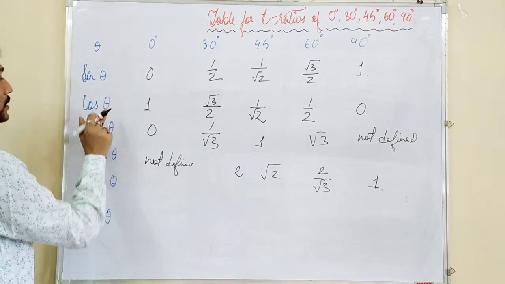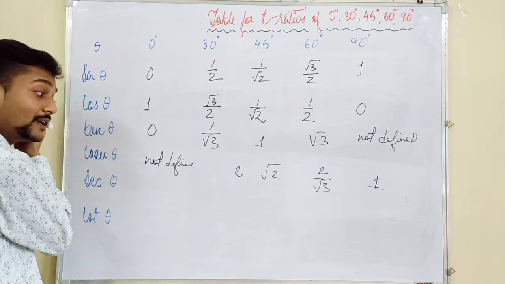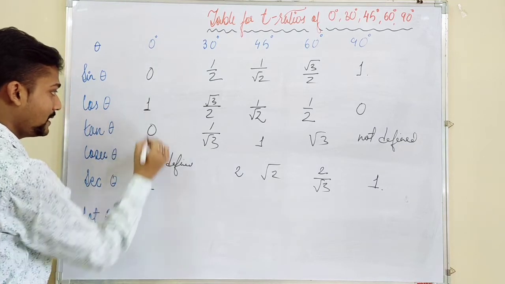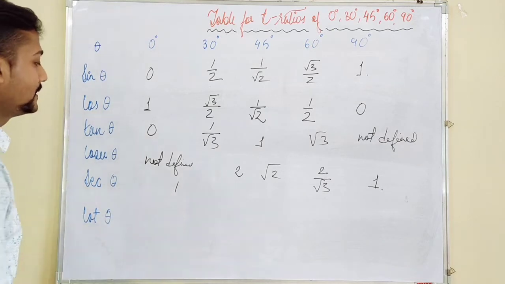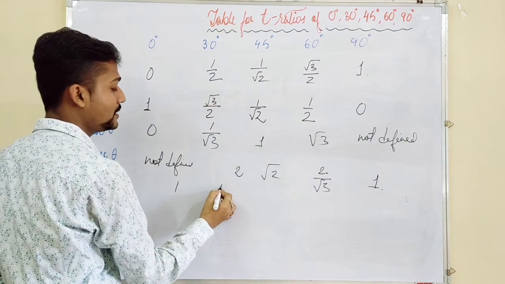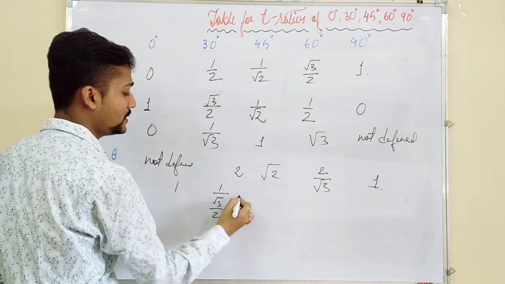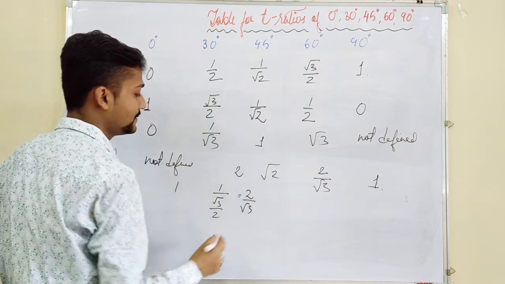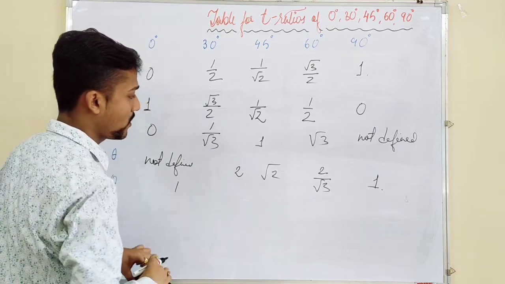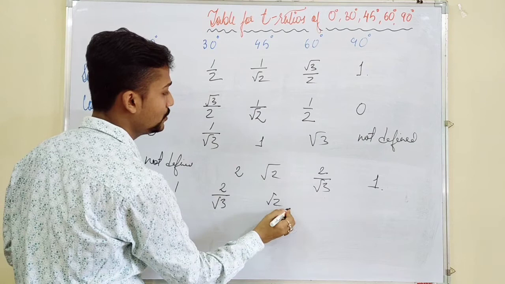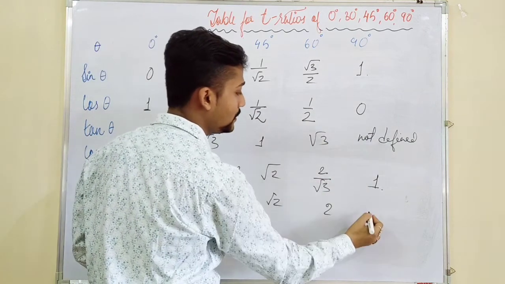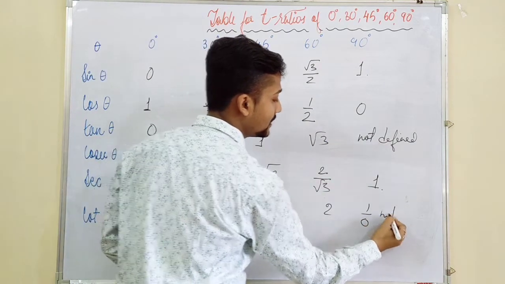Sec theta is equal to 1 by cos theta. That means 1 by 1 is equal to 1. Isn't it? Then this one, 1 by root 3 by 2 is equal to 2 by root 3. This one will be root 2. This one will be 2. This one will be 1 by 0, which is not defined.